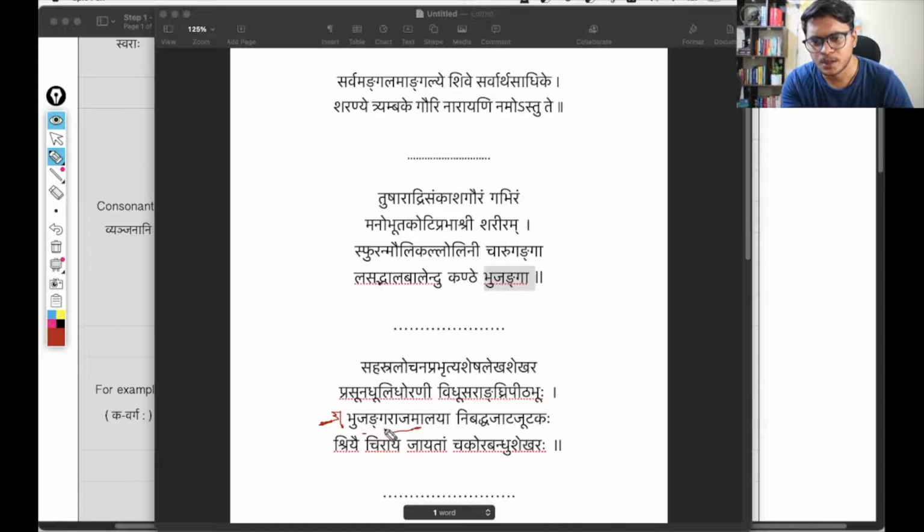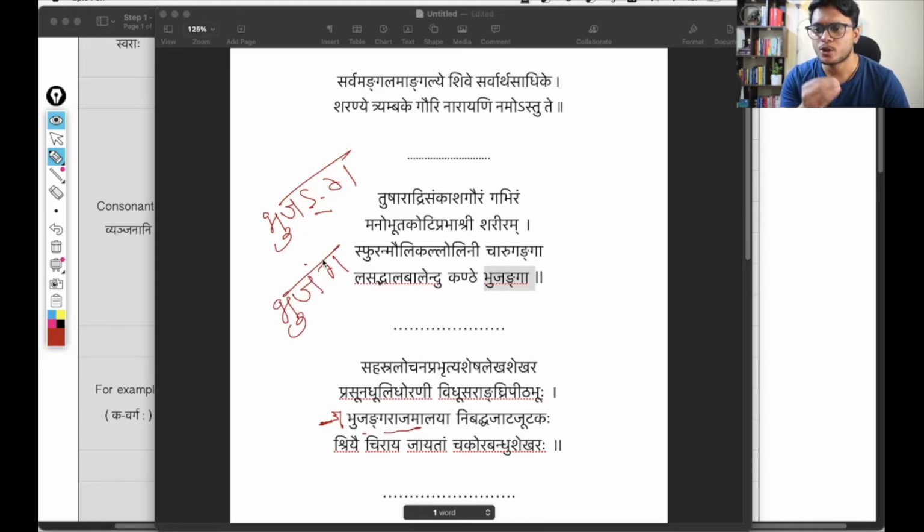So it comes with ga, Bhujangaraj. Simple as that. So you can just write this Bhujang, you can write this Bhujang simply as Bhujang. That's it. Simple. So I just wanted to make a point that you need to be aware.